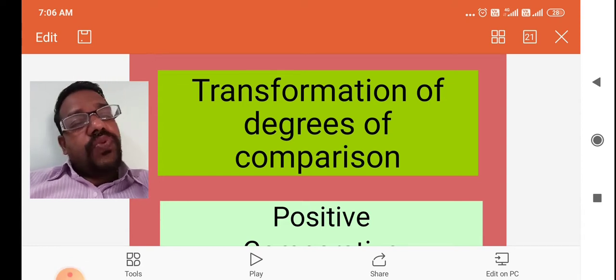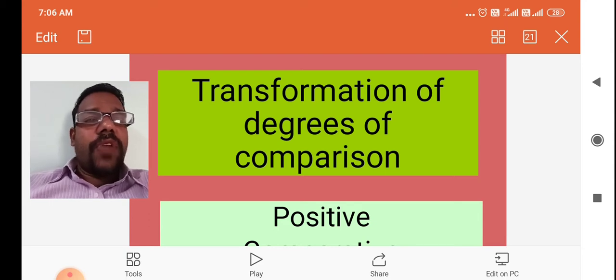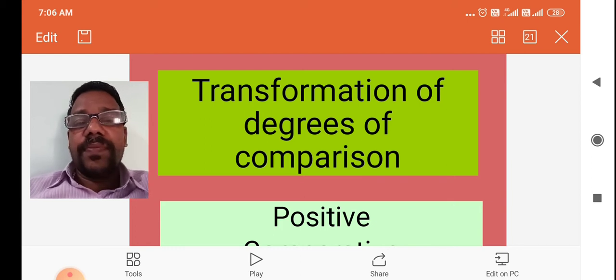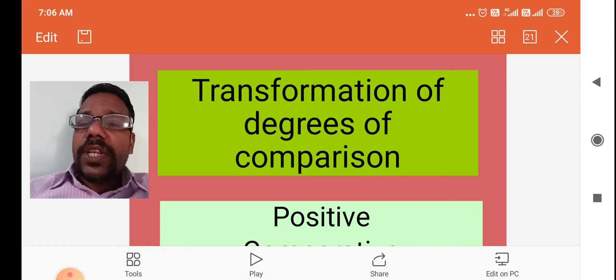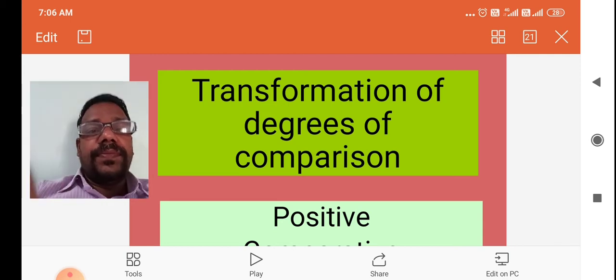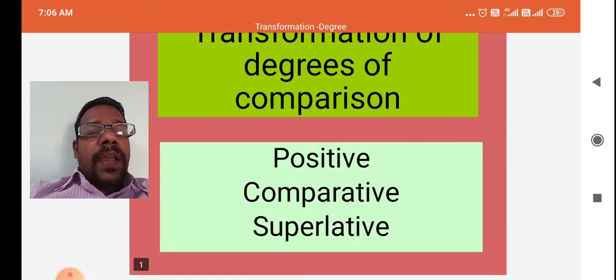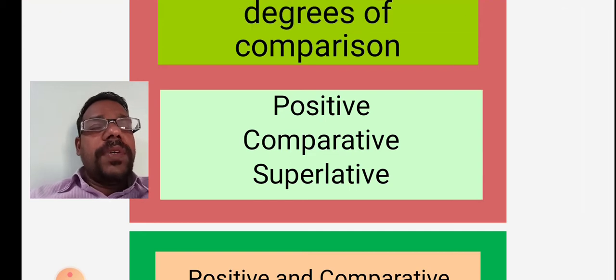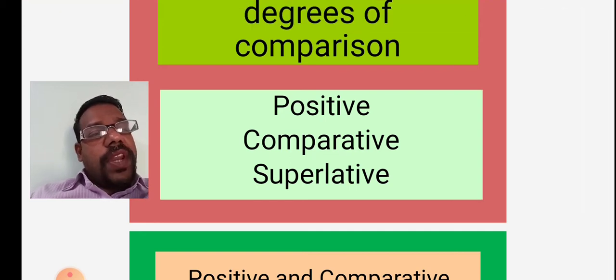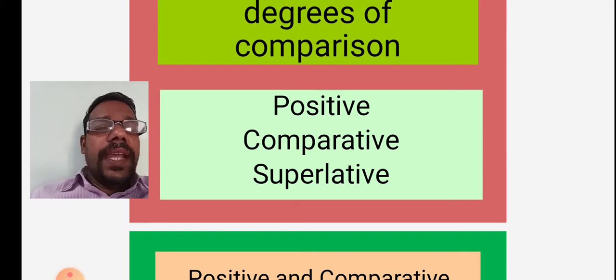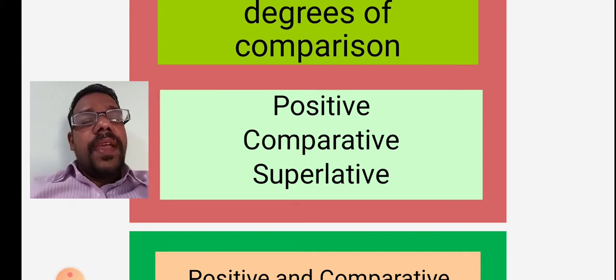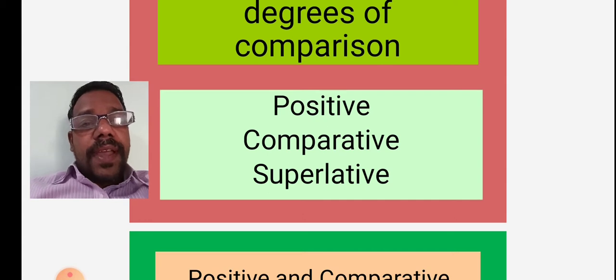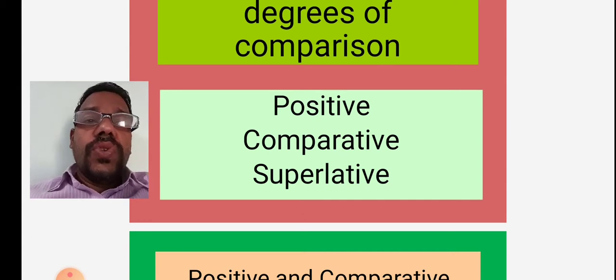A few doubts were there related to the transformation of degrees of comparison from our students. So, today I would like to explain this particular concept. We have already learned from the grammar book. There are three divisions in degrees. One is positive, another is comparative, and the third one is superlative.